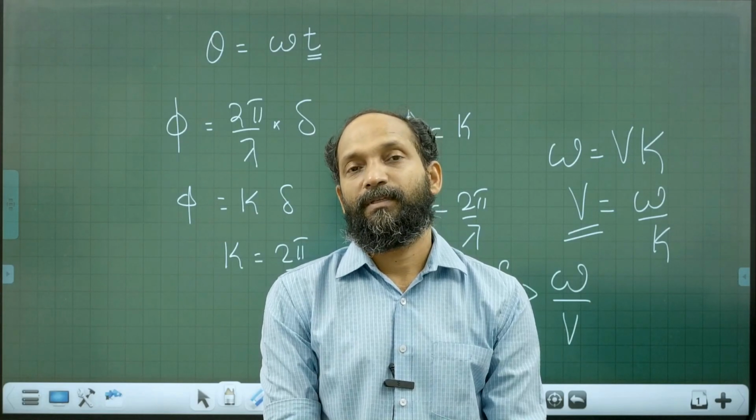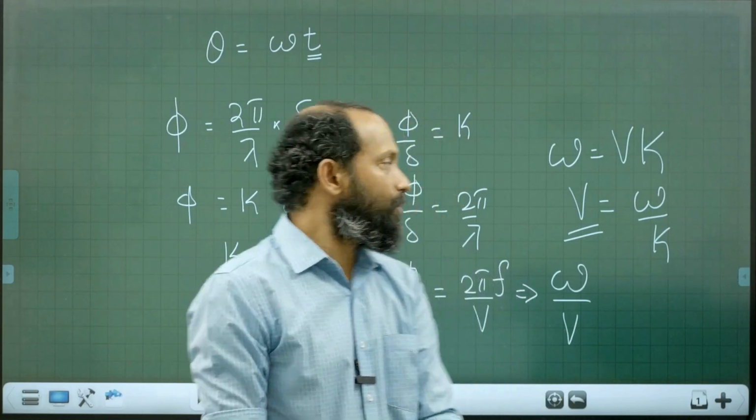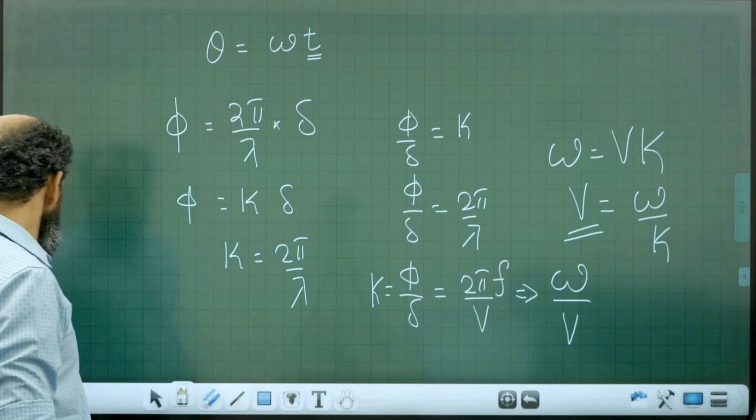Okay. Now, we move on to this particular topic, transverse waves in a stretched string. We have so far discussed transverse waves in crests and troughs. One crest plus one trough is called one wave. The length of one wave is the wavelength.